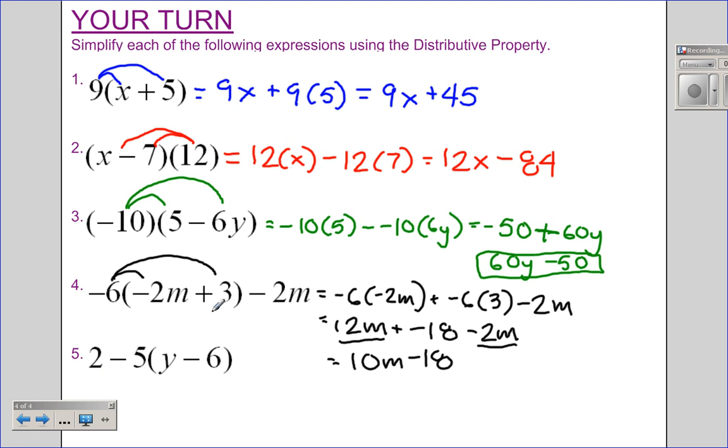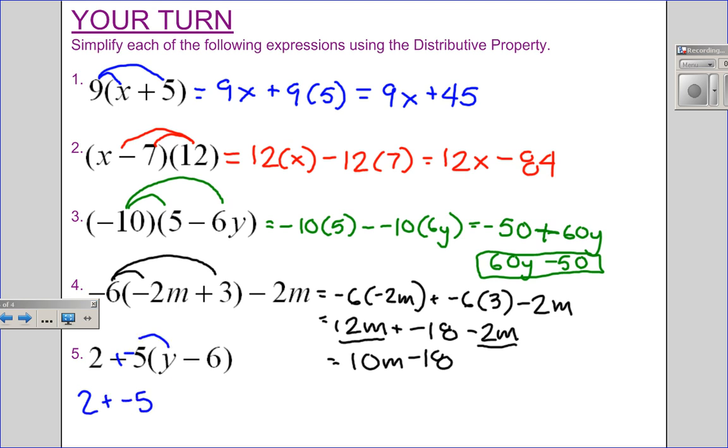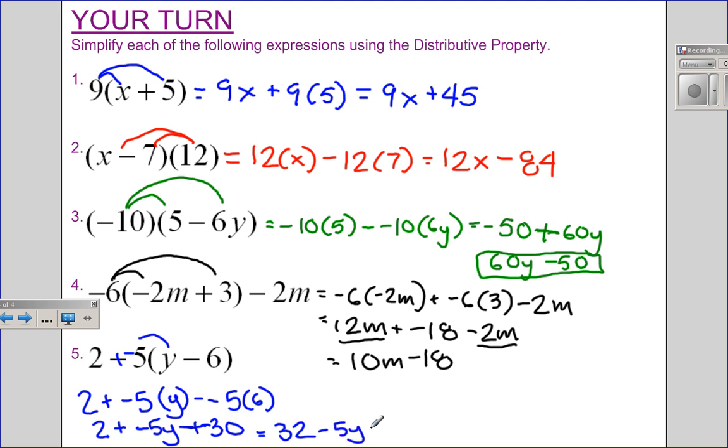And to do number 5, once again, I do not like this minus 5m here, or this minus 5, so I'm just going to make that a plus negative just so I can get rid of that minus sign. So I have 2 plus negative 5 times the y minus negative 5 times 6, which is 2 plus negative 5y minus a negative 30. But I can once again make that a plus. 2 plus 30 is 32 minus 5y is my answer.